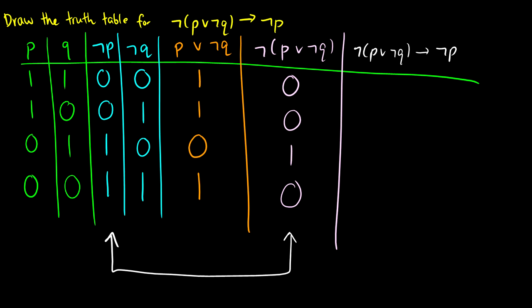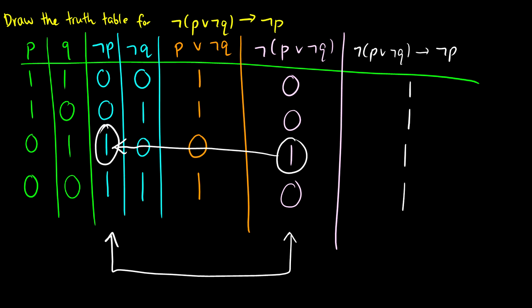So in our first row, not P or not Q is false, therefore the conditional is true. The second line, it's also false, so it's automatically true. In the fourth line, it's false, so the conditional is true. And in the third line, we have a 1, and that's conditional pointing to another 1, therefore it is true. So this is a tautology, not P or not Q, arrow not P.